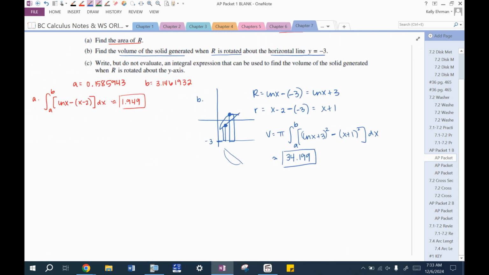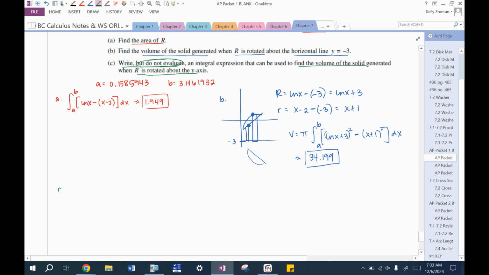All right, and then part C, write but do not evaluate. That's always nice to see. An integral expression that could be used to find the volume of the solid generated when R is rotated about the y-axis. So we don't have to solve this one, but we do have to write out what it would be. So here's my region that I'm starting with again, region R. If we reflect across the y-axis, it would be something like this. Oh, no, it wouldn't. Okay, hold on. It would be something like this.